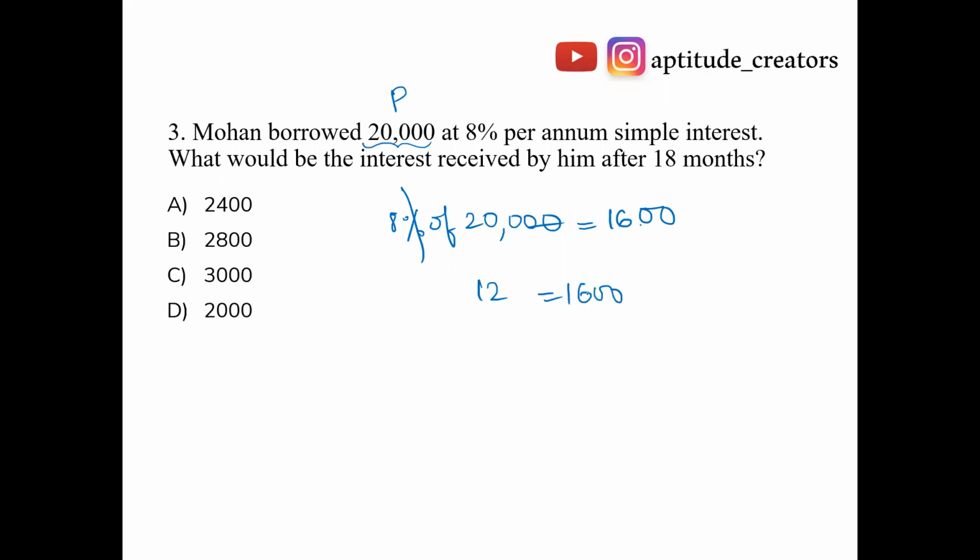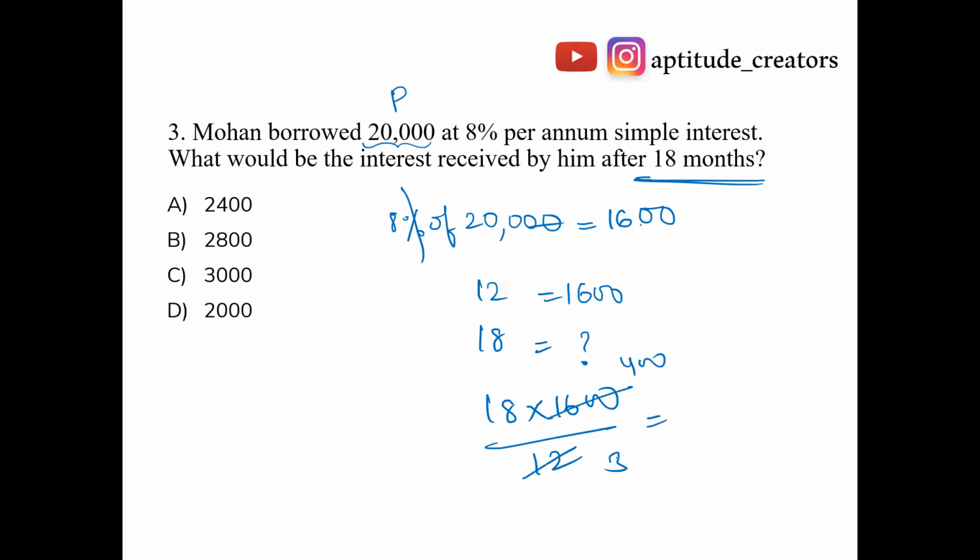The question is asking for 18 months. Now what about 18 months is equals to how much? You can do cross multiplication. 18 into 1600 divided by 12. Yes. 4 threes are 12, 4 fours are 16, 00, 336, 2400. Answer is option A, 2400.